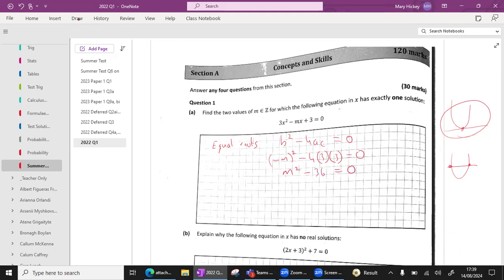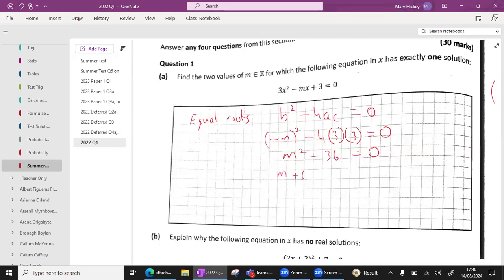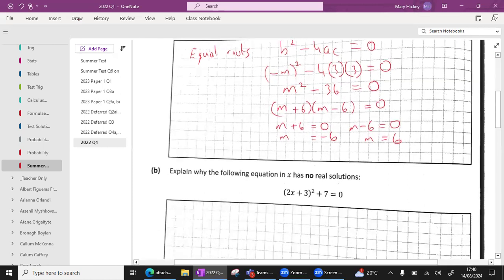So that's minus 36. Now, you could do the minus b formula on this, but of course, this is the difference of two squares. So I open up two brackets, one of each sign. M squared is made from m and m. 36 is made from 6 times 6, and one of each sign. Now, if they're my factors, then using the null factor theorem, I know that my solutions are minus 6 and 6. So we're looking for two values of m where this particular thing has only one solution. So that's our answer and job done.